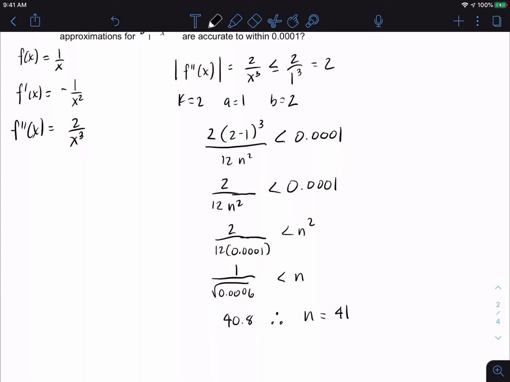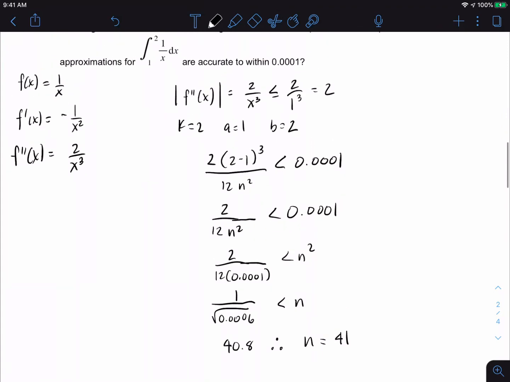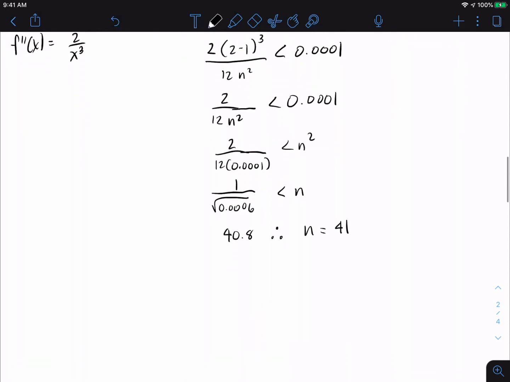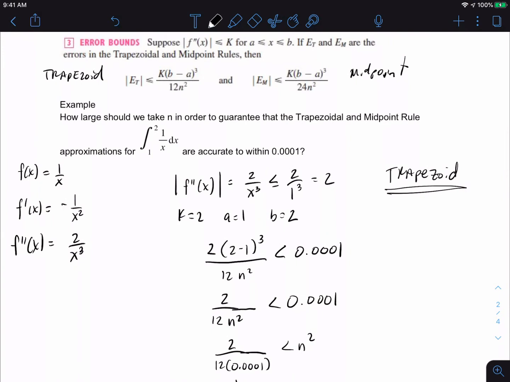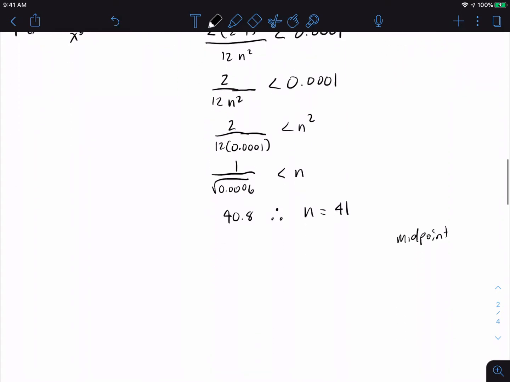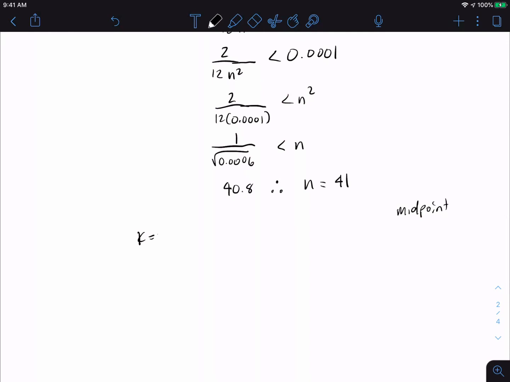That's critical. All right. That was for trapezoid. I should put that here so you guys know that's for trapezoid. Now I'm going to do it for midpoint. Okay? And look at the midpoint. It's going to be k (b minus a) cubed, but now instead of 12, it's 24. So the difference is the 24. My k is going to be the same, so my k is still 2. My a is still 1. My b is still 2.